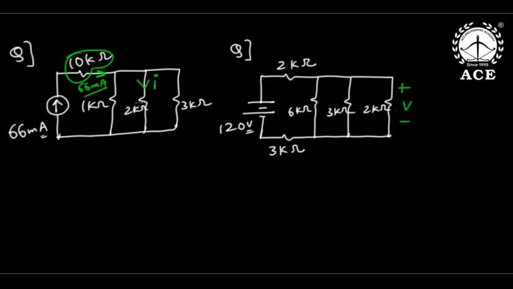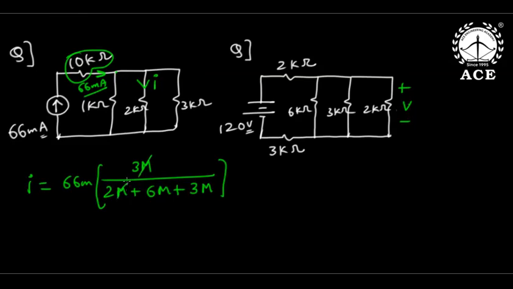Now this 66 milli will divide into three branches, so we apply current division. This current I will be the total current, 66 milli, into the product of the remaining two. The product of the remaining two is 1K into 3K, 3 mega, by the sum of products: 1K into 2K, 2 mega, plus 2K into 3K, 6 mega, plus 3K into 1K, 3 mega. Remove the mega, so this is 66 milli into 3 over 11, which is 18 milliamperes.